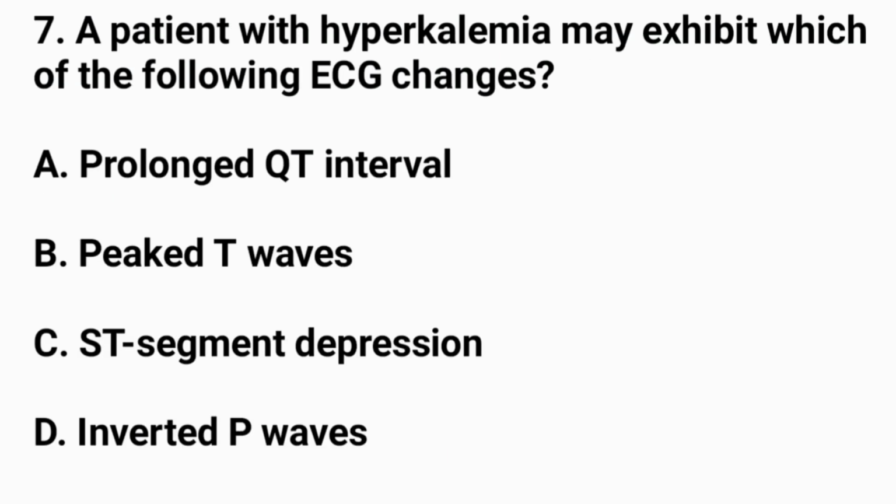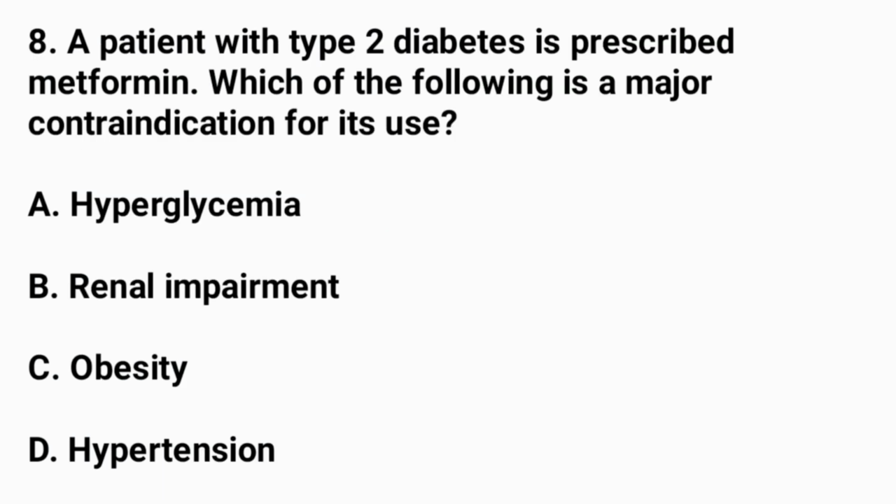Question number 7. A patient with hyperkalemia may exhibit which of the following ECG changes? The right answer B. Peaked T waves. Question number 8. A patient with type 2 diabetes is prescribed metformin. Which of the following is a major contraindication for its use? The right answer B. Renal impairment.